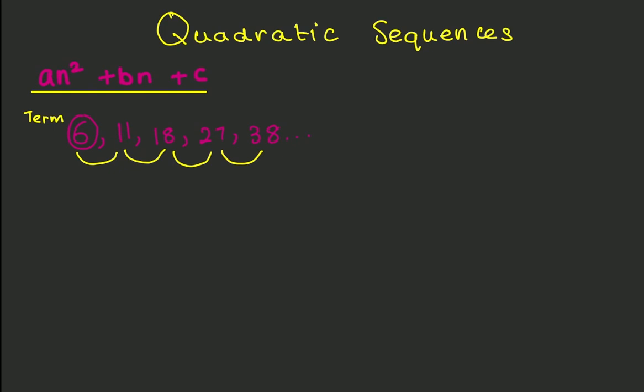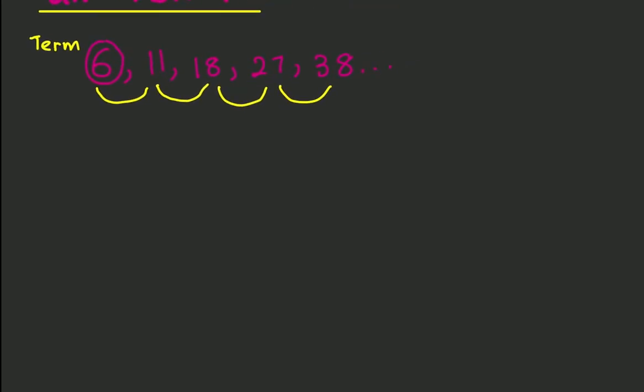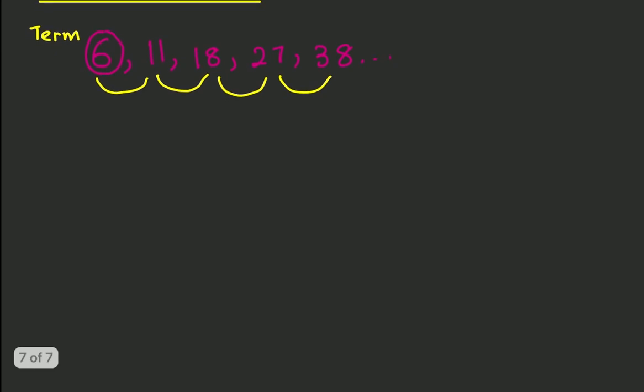Here we have an squared plus bn plus c. This is the formula, or basically the nth term, of a quadratic sequence. Now we have a little example here. Let's see how to solve this step by step.